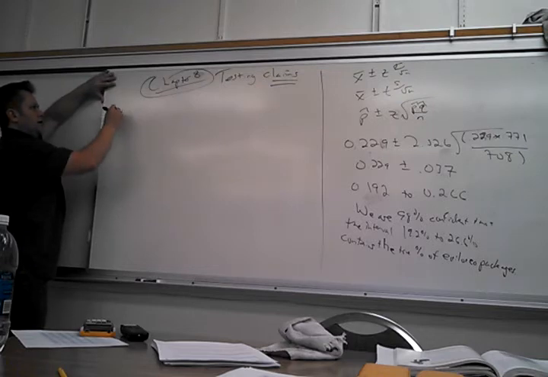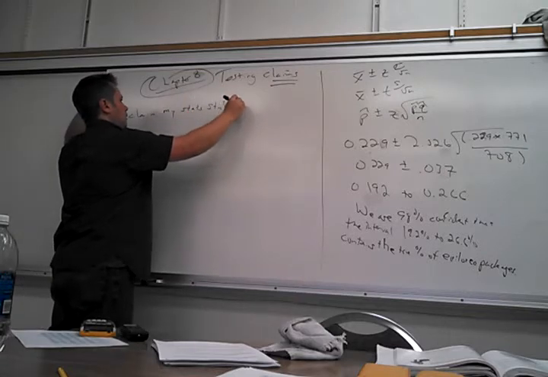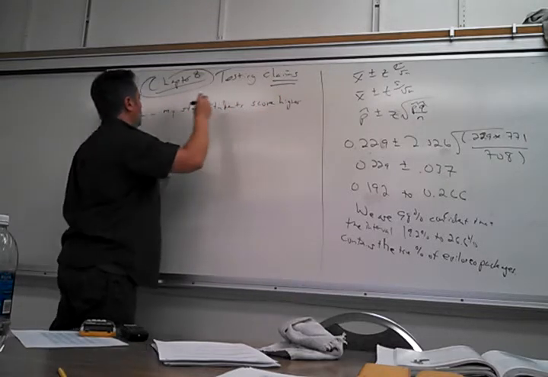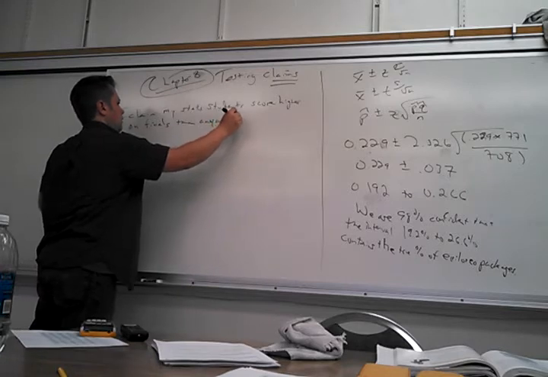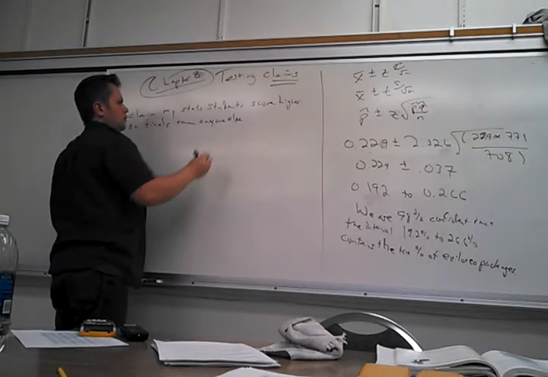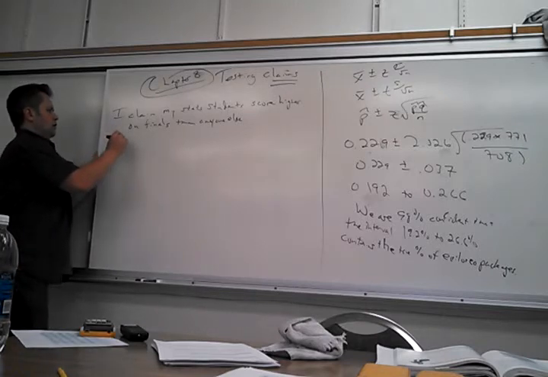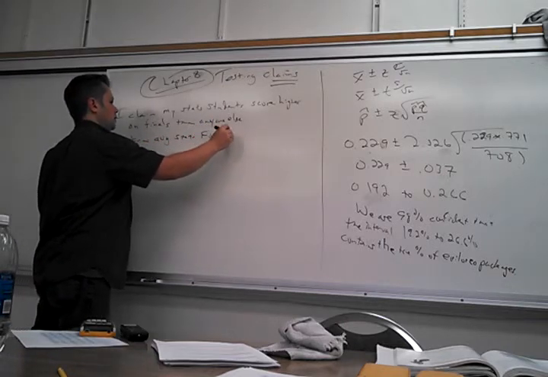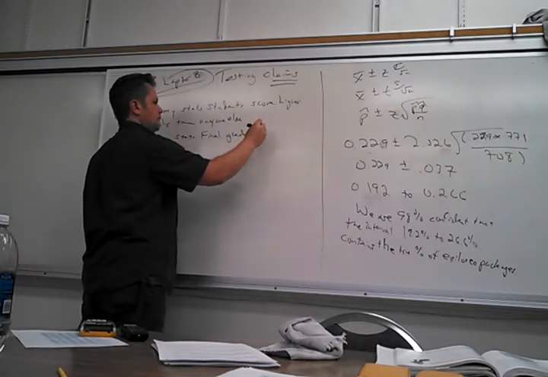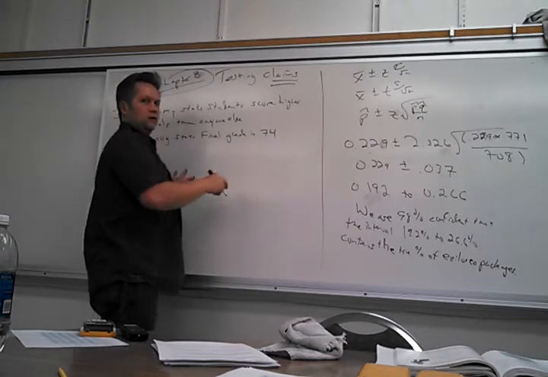So here's the idea. Let's say that I claim that my stats students score higher on their finals than anyone else. All right, so far there's a claim. Bam! I claim this. So let's say we know the average stats final exam grade is, let's be more realistic, 74.